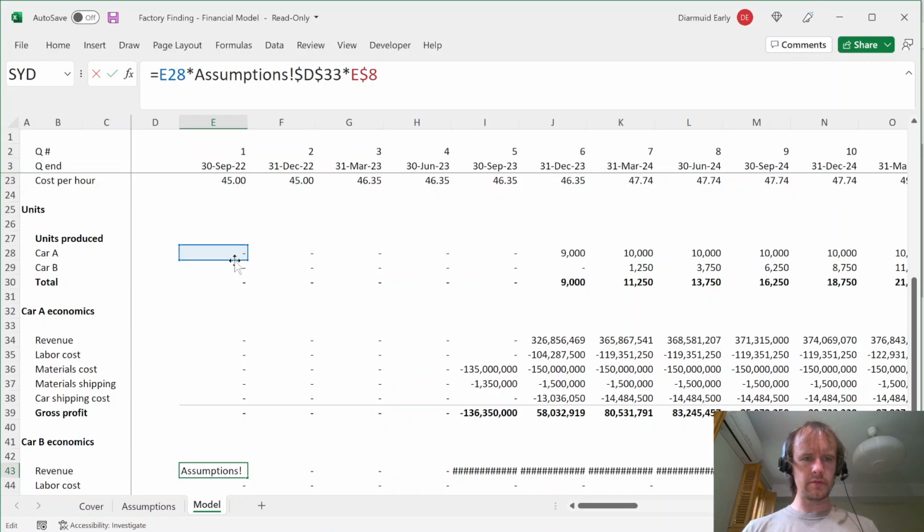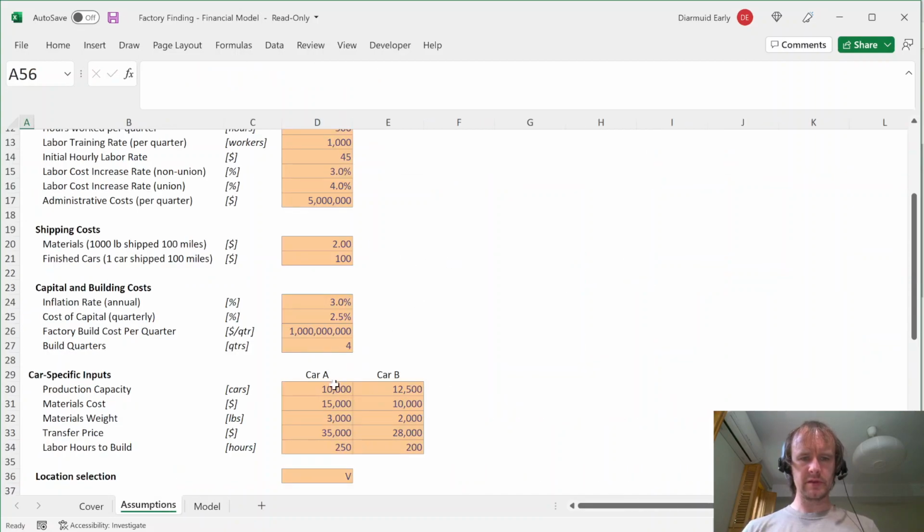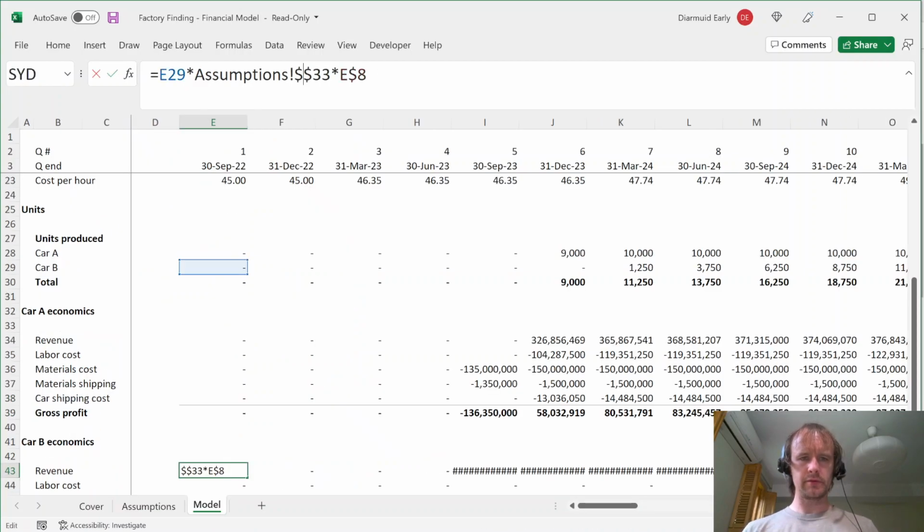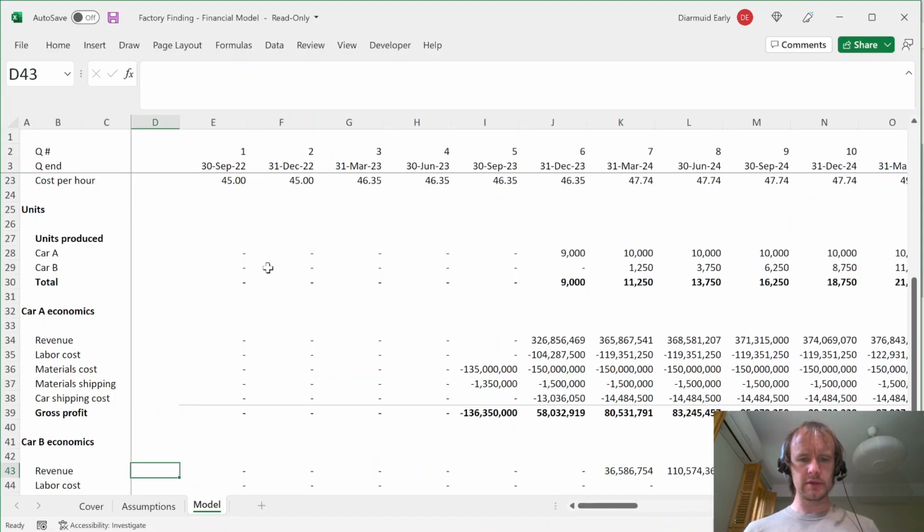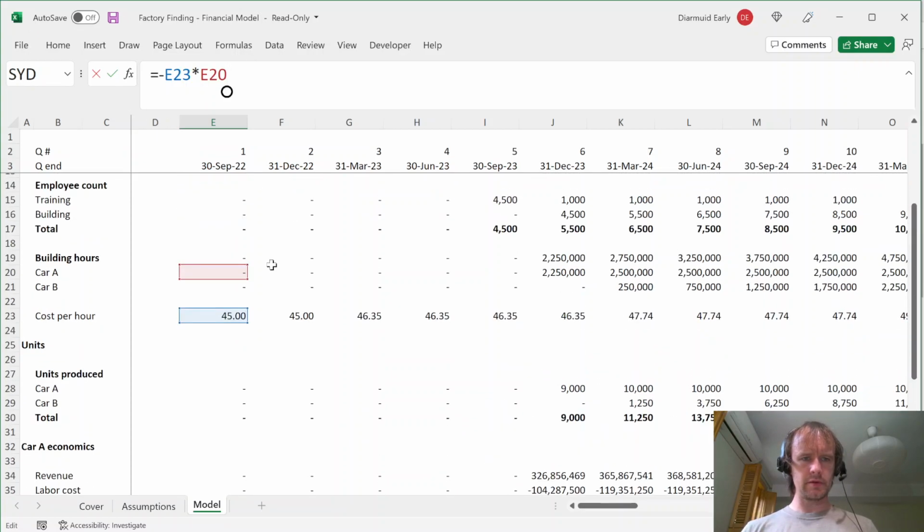So now that points down by 1, and now, so assumptions D33. So this whole section here, everything that's D in the 30s on the assumptions tab, I just want to make E. So switch that to E, and E$8, that's my inflation index, that stays the same for A and B, so carry that across. That's the revenues fixed, labor cost. I just want to point to E instead of A, and everything else stays the same.